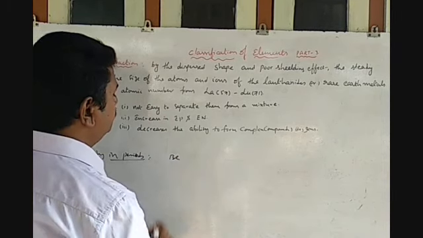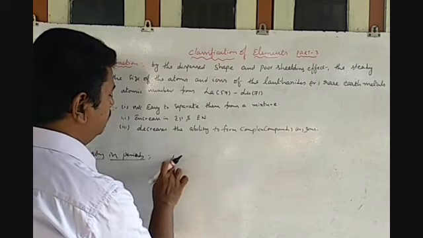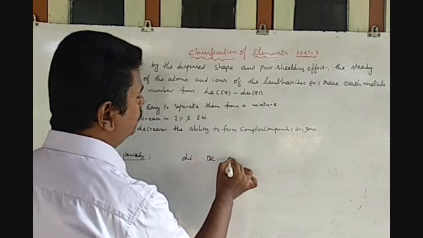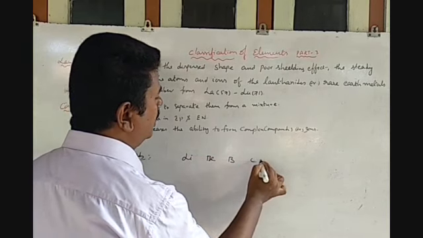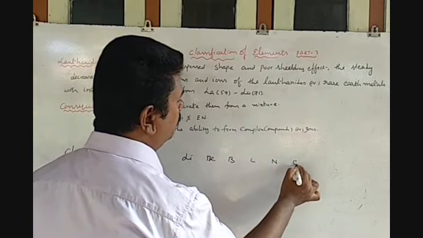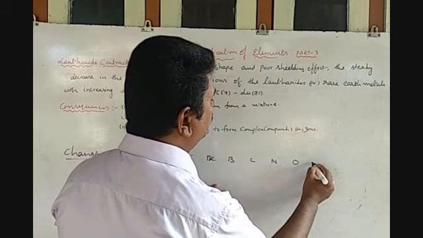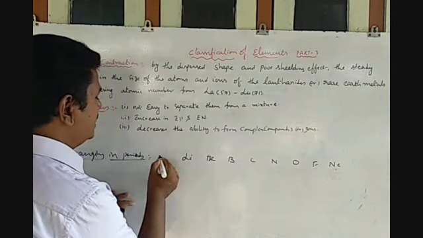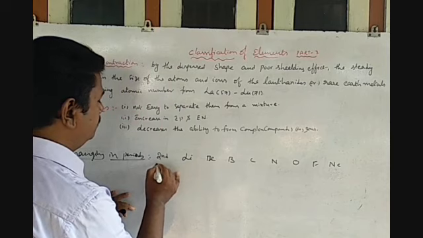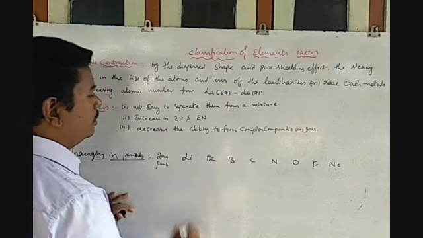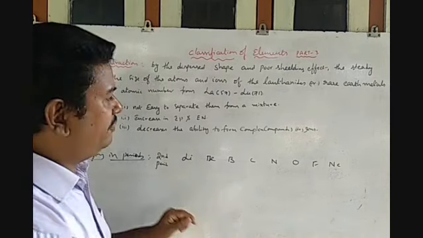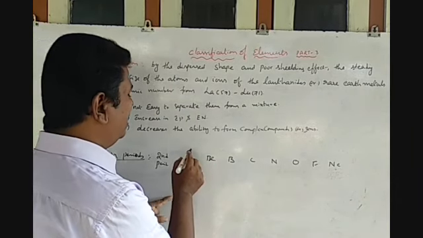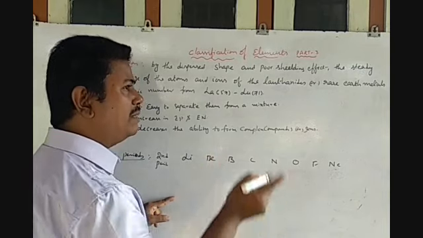Lithium, beryllium, boron, carbon, nitrogen, oxygen, fluorine, neon. So this one is the second period. Once we observe the electronic configuration, every newly entered electron goes into the same orbital and the same orbit.